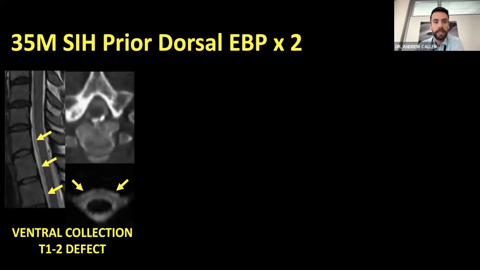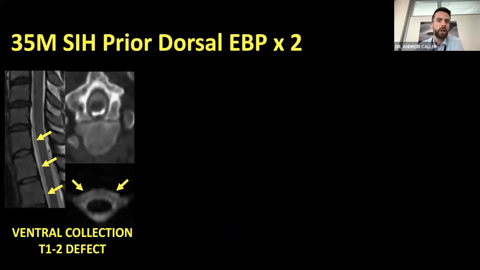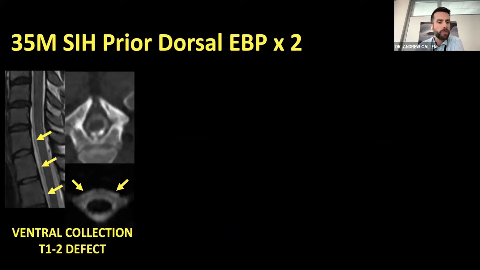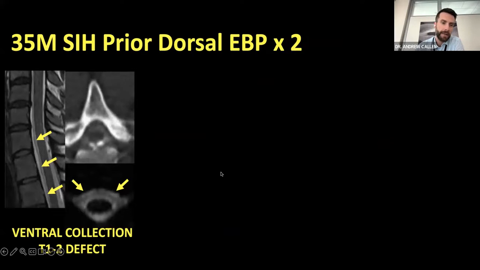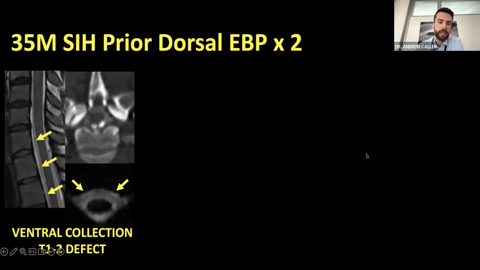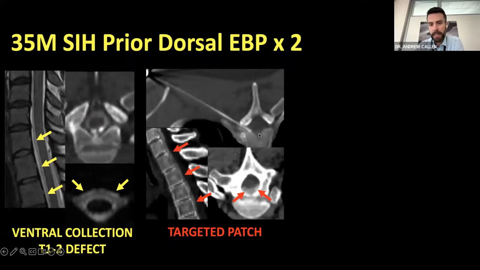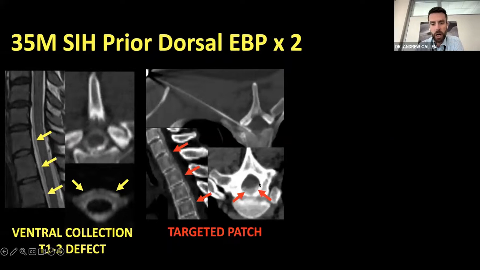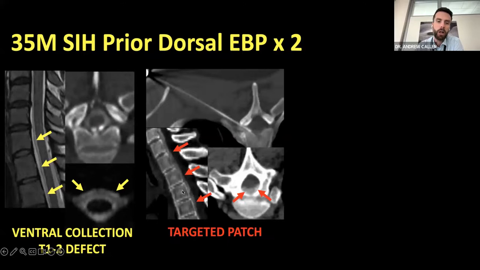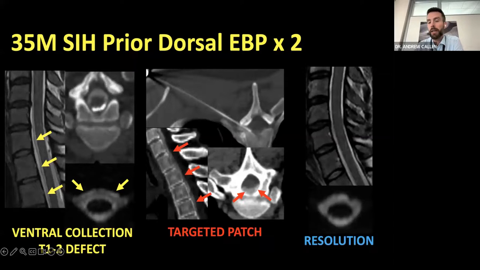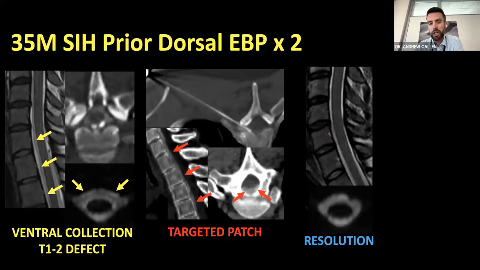This 35-year-old gentleman presented to us with SIH. He had 2 prior non-targeted dorsal blood patches. He had a large ventral epidural fluid collection, and our dynamic CTM demonstrated a ventral defect at T12. We were able to use a very long needle and target that space specifically in the ventral epidural space to put a targeted blood and fibrin patch layering all along the ventral epidural space. This resulted in a resolution of his fluid collection.